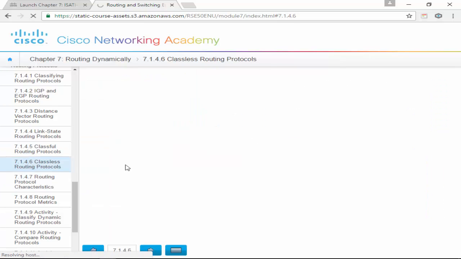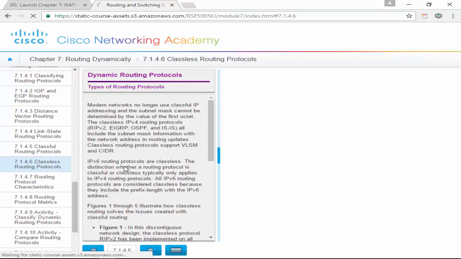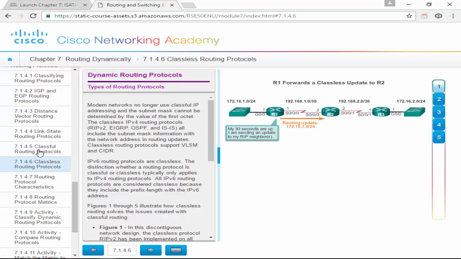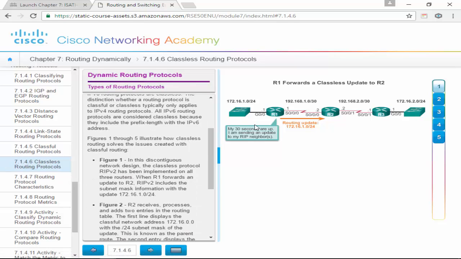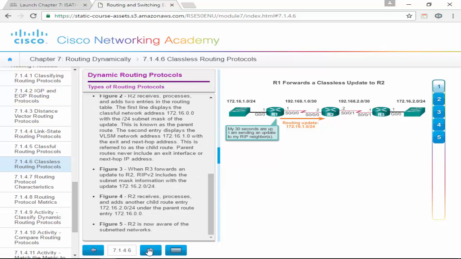So we also have classless routing protocols. Depending on the age of the routing protocol, RIP version 1 is a classful routing protocol. IGRP, which came before EIGRP, was a classful routing protocol. Classless just means that it will send the subnet mask. Classful just sends the network, and we don't send the subnet mask. These are all just at the class. Whereas classless actually sends the subnet with the network, not assuming that it's classful.